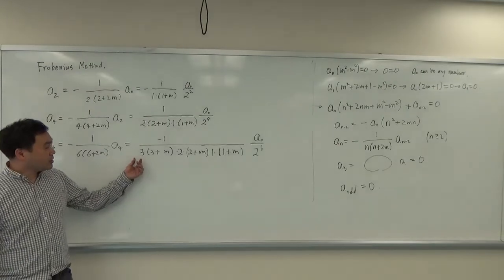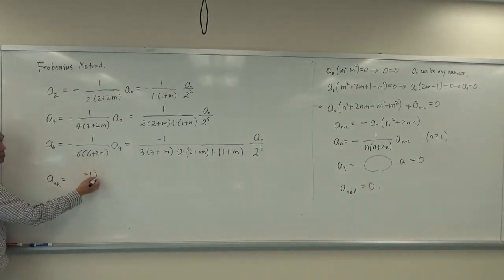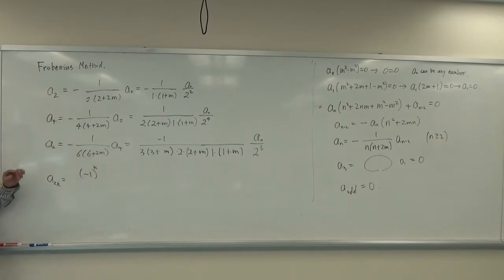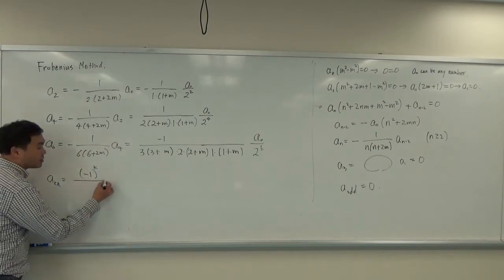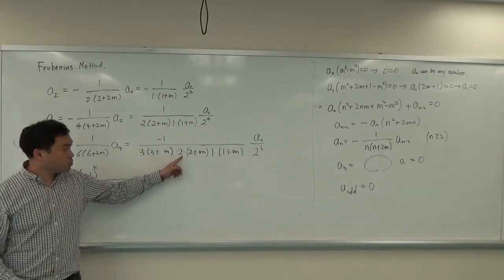Now, do you see that for A2k, it'll be negative 1 to the kth power, right? Because when k is 1, it's negative, k is 2, it's positive, k is 3 will give you 3 times 2 is 6, right? And it's indeed negative, right? So this one corresponds to k equals 3, right? Look where you get the 3. You get 3, 2, and 1, right?